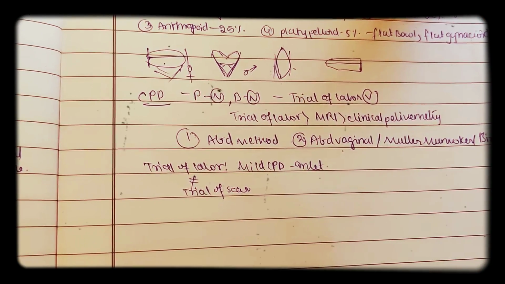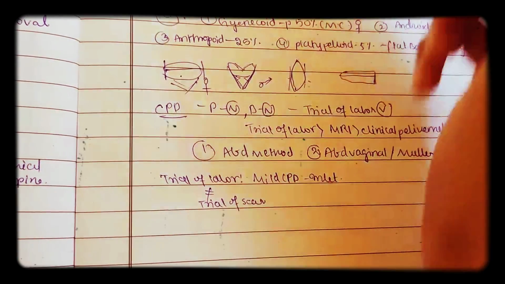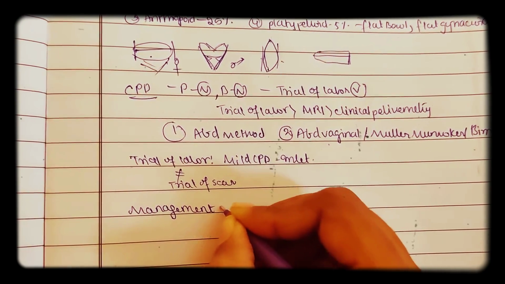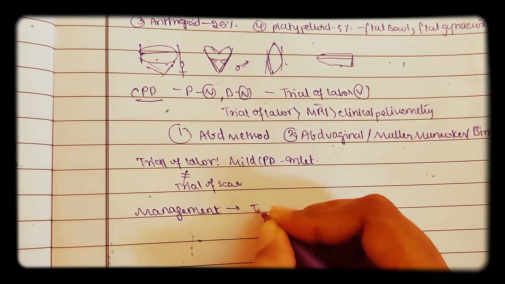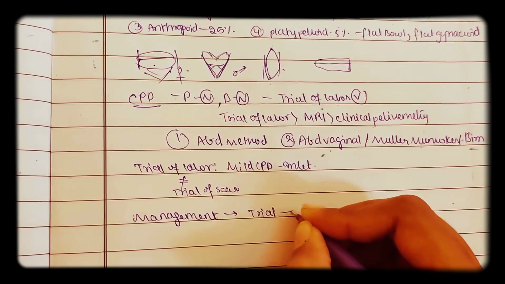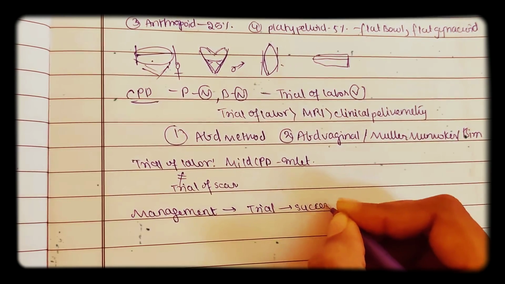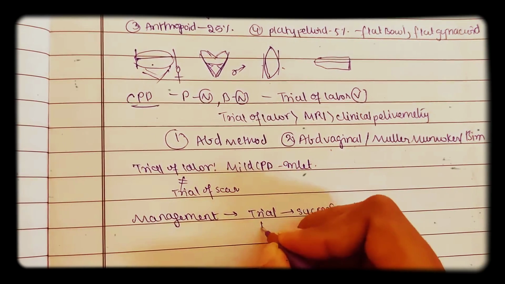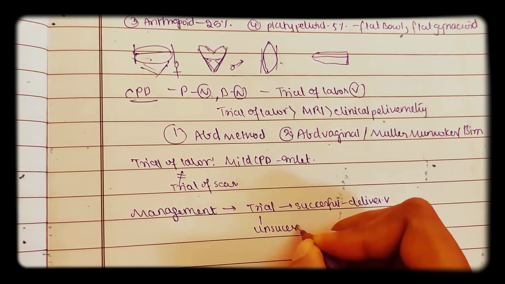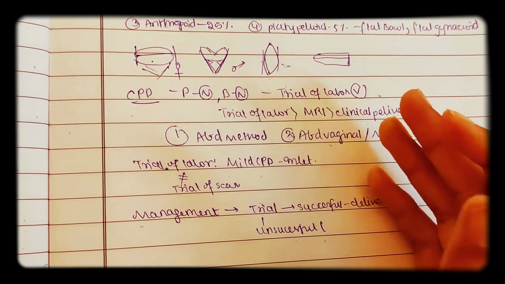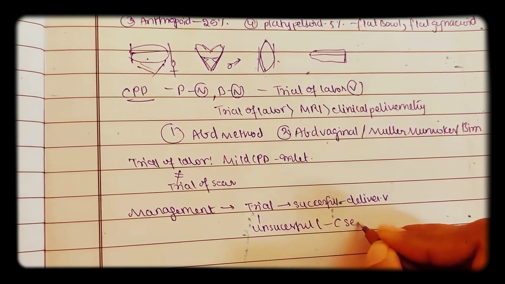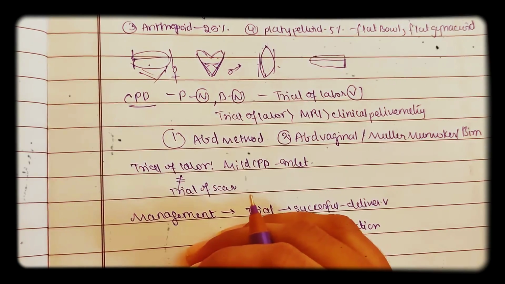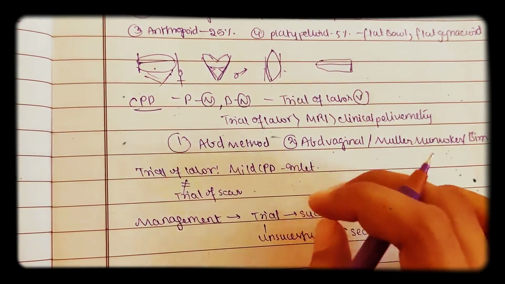Now let us see the management of CPD. So what is the management? So the first thing is you will do the trial of labor. Okay, so if the trial is successful, then you will deliver vaginally itself. But if it is unsuccessful, then CPD at the level of mid pelvis or outlet, right? So you will do the C-section. So go for direct cesarean section if severe CPD or previous history of cesarean section, and there is no role of any instrumental delivery here.